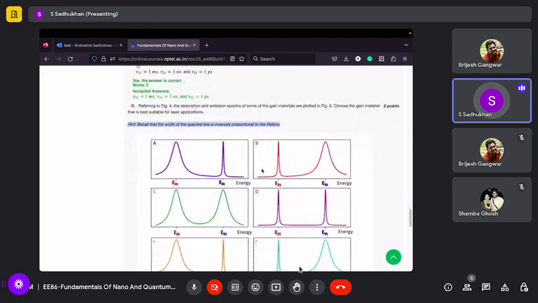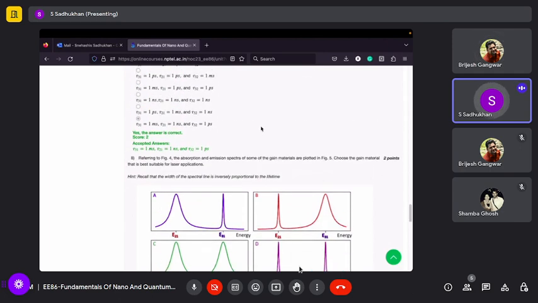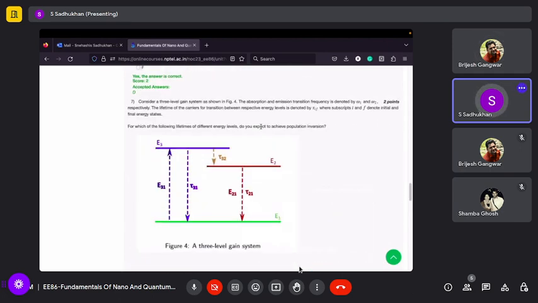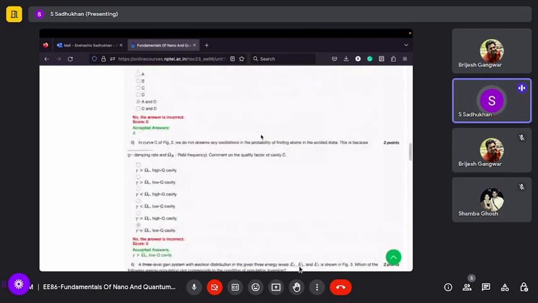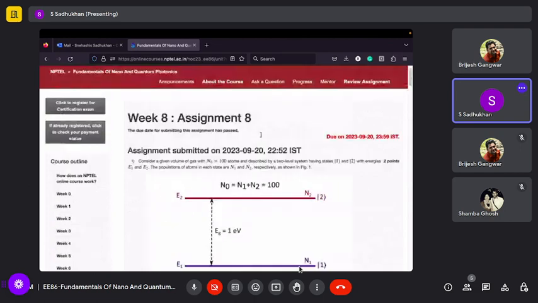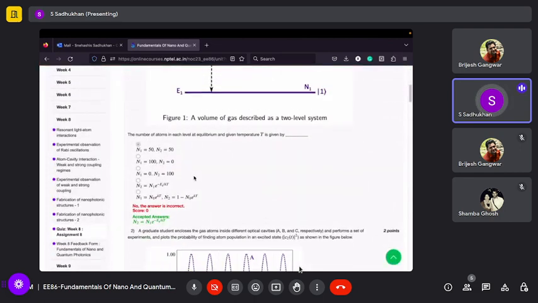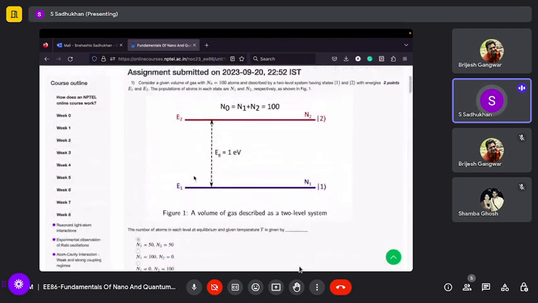But actually, the confusion is there due to the hint in this question, because it directly tells that the spectral line would be inversely proportional to the lifetime. So that's why the confusion occurred in my mind. Okay, I will check it once. And another, these two questions, can you tell me how this is happening?